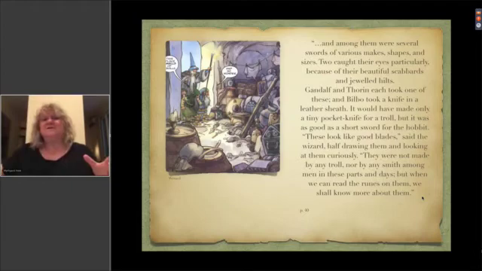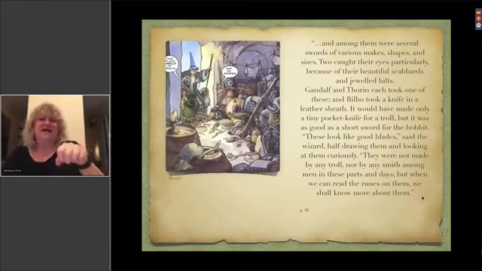So the scabbard is the sleeve that goes over the sword, and when they saw them, they were just beautiful, so they knew these were special swords. They pulled them out. The hilt, that's the handle you hold on to, was covered with jewels.